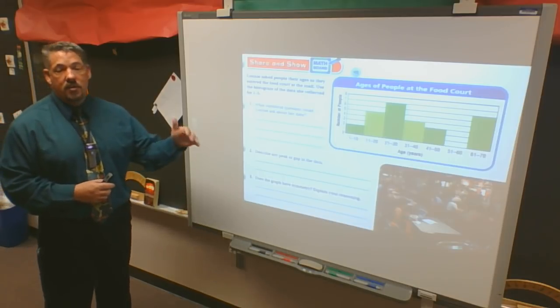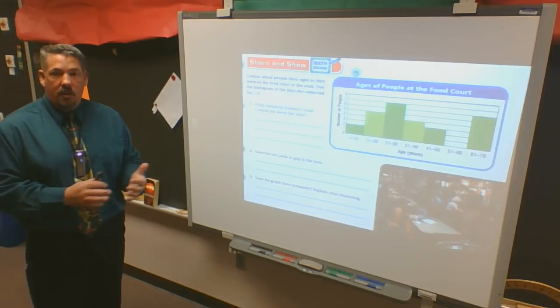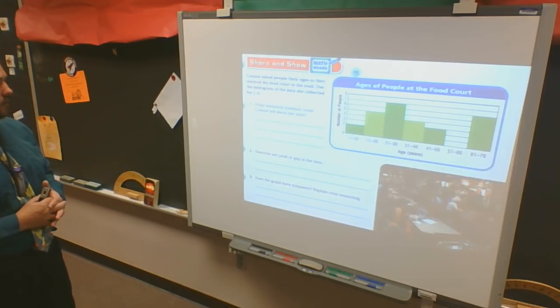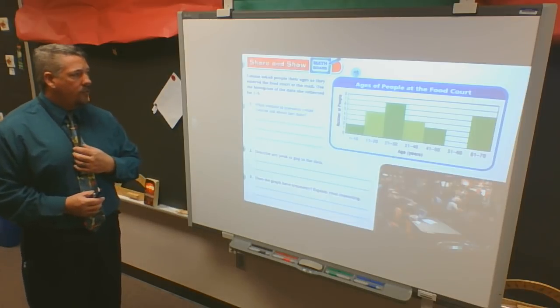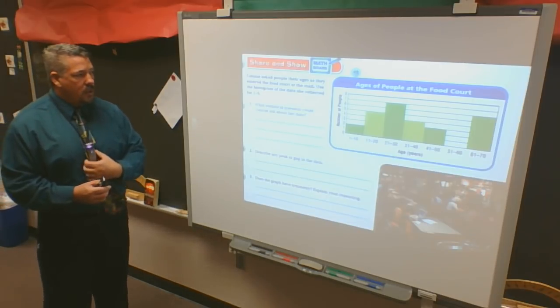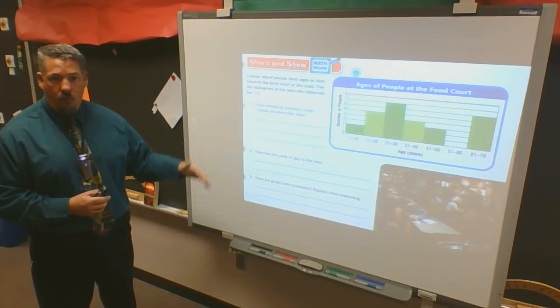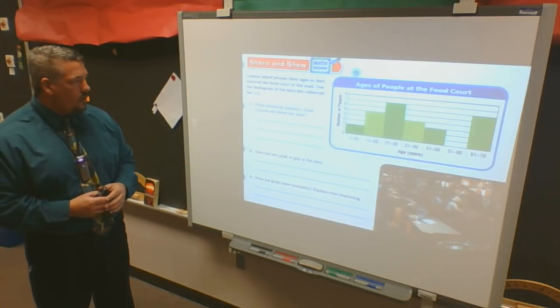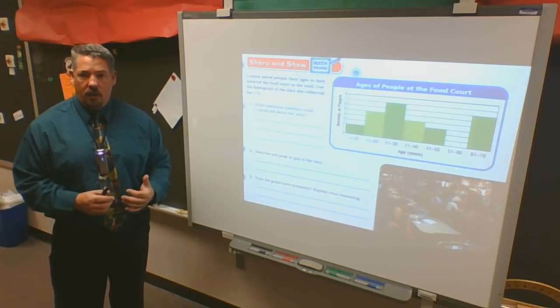So now they're going to give us information that we're going to answer the same type of questions on. So examining the data and looking how it's spread out. All right, so Connie asked people their ages as they entered the food court at the mall. Use the histogram of data that she collected for 1 through 5. So here I have 1 through 3 shown. What statistical question could Connie ask about her data?